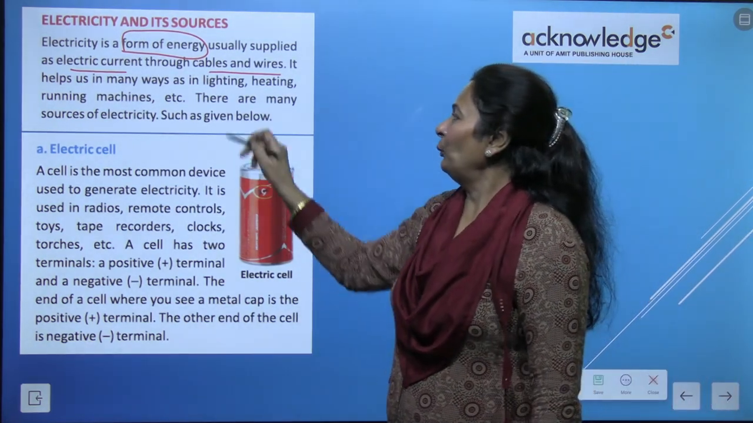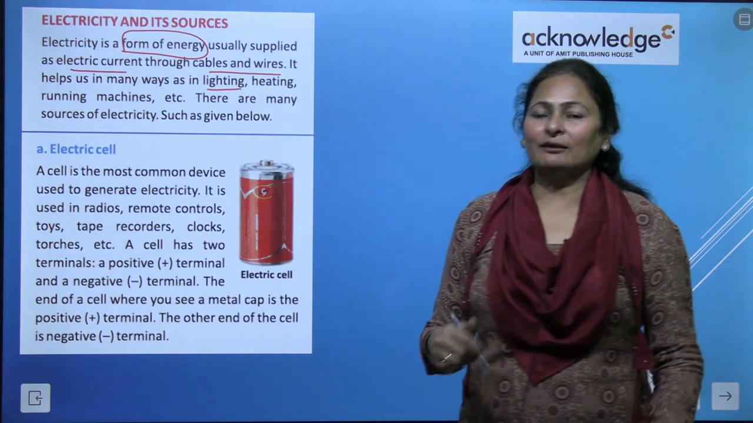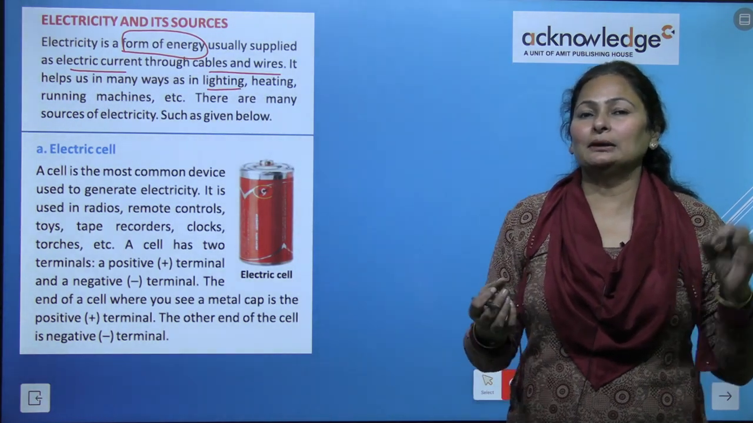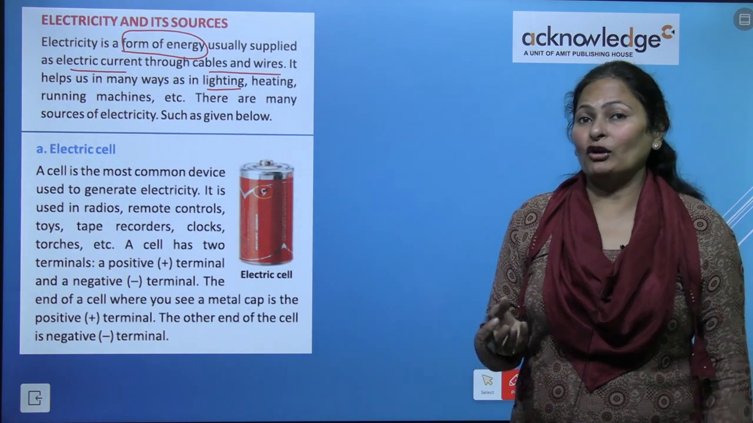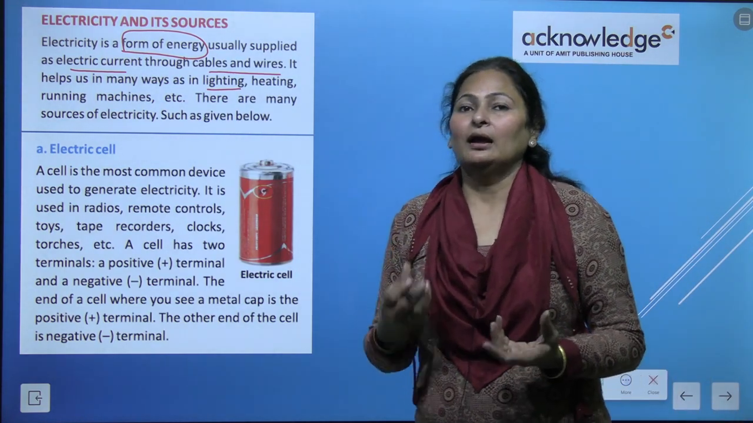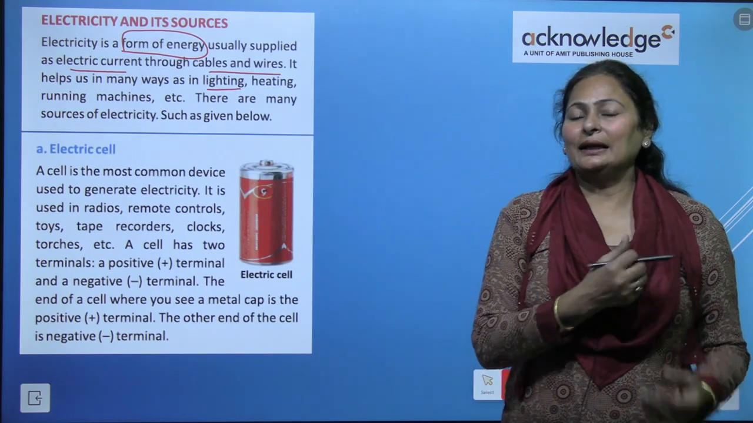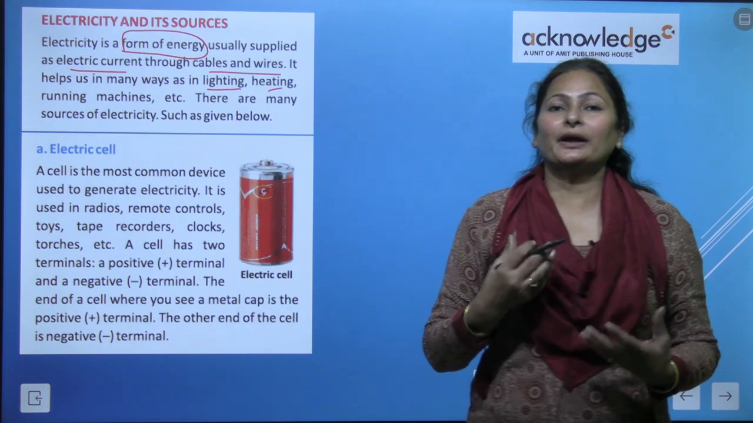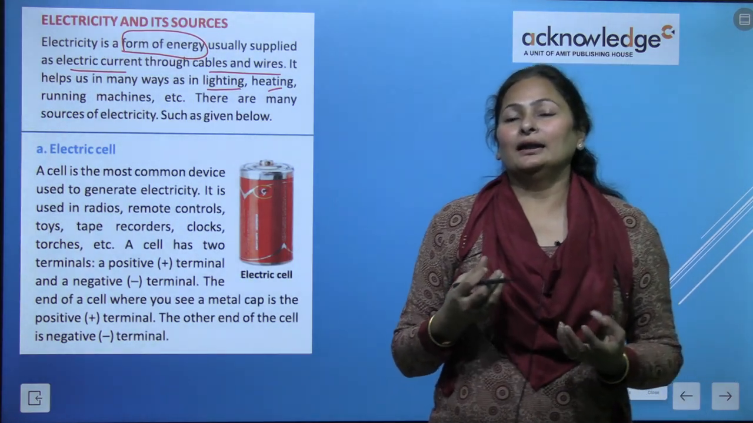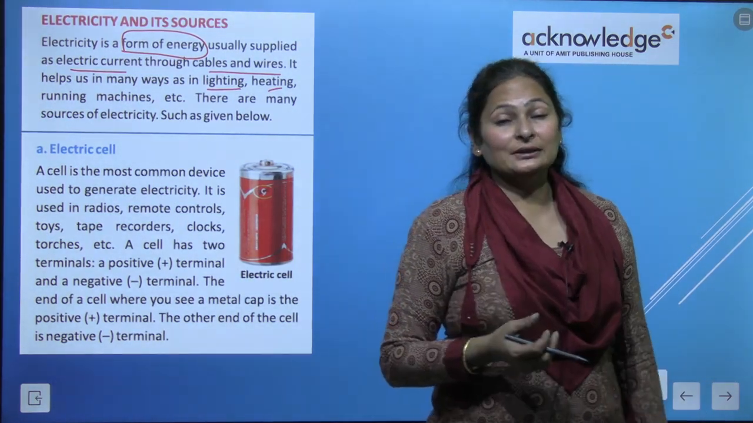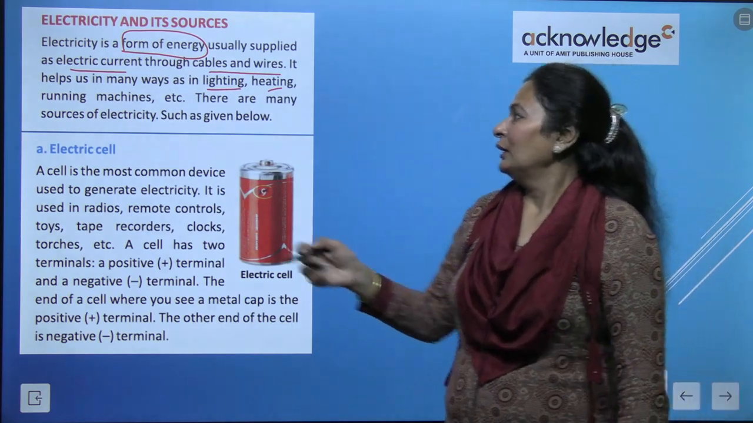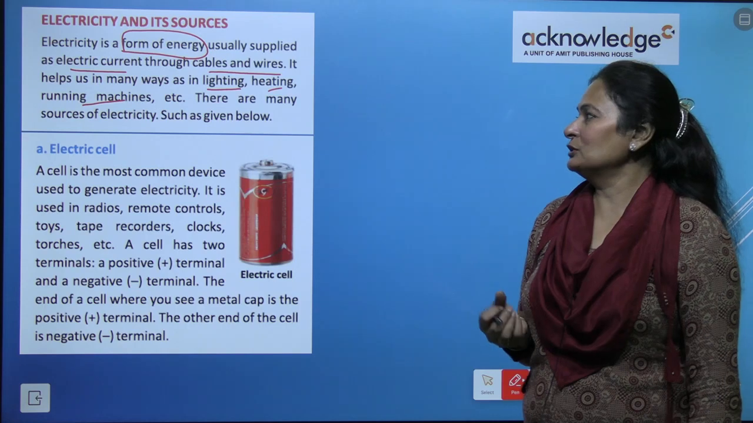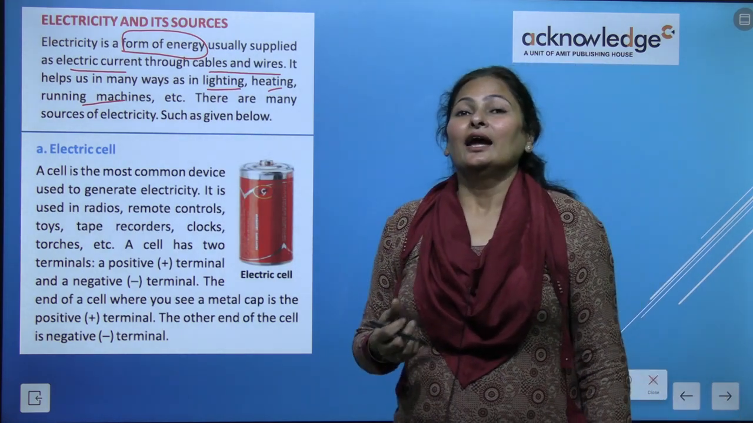It helps in many ways, such as lighting. We all know we light the tube light. We have tube lights, bulbs. So we are using this for lighting. We are able to see because light is present and electricity is helping in this, which is lighting. Heating: we also get heat from it. We use some appliances like heater also. It gives heat also. Now running machines, etc. So there are many sources of electricity such as given below.